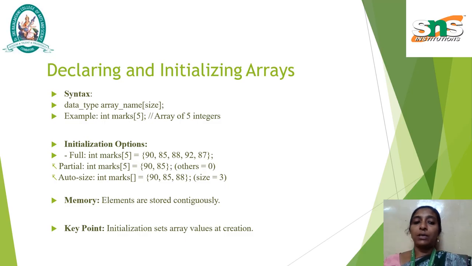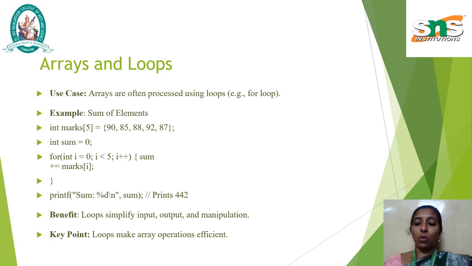Initialization options. Full initialization: int mark[5], we can declare all 5 values here itself. Partial initialization: we can declare 2 values, and the others are set to 0. Auto size: int max[], we can declare 3 values. Memory elements are stored in the array.